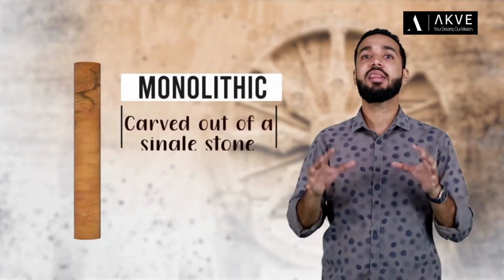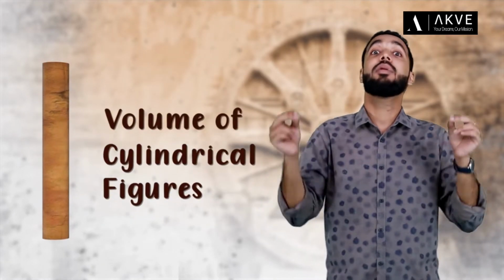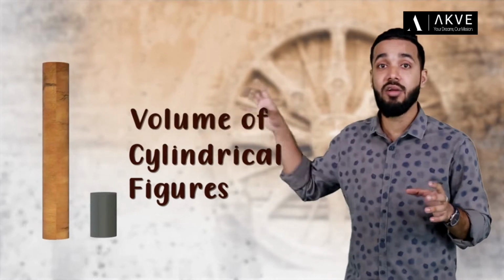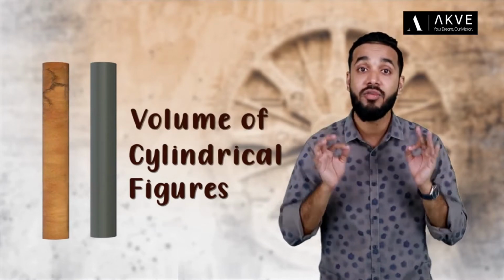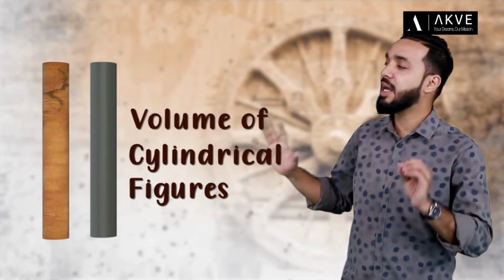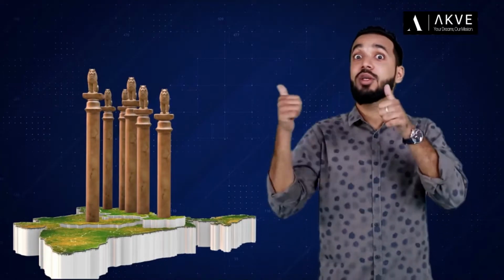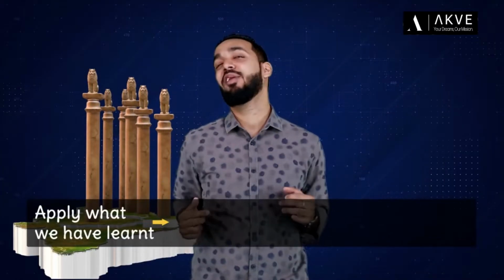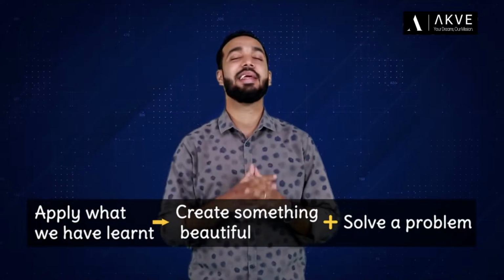Now, you would be shocked to know that most of these structures are monolithic. That is to say, they have been carved out of a single stone. Imagine being able to calculate the volume of such cylindrical figures with such accuracy without the sophistication of today's technology. I mean, hats off to our ancestors to be able to pull off such amazing mechanical marvels. It's time we take a hint from the works of our ancestors and apply what we have learned to create something beautiful or to cater to a problem that needs solving.